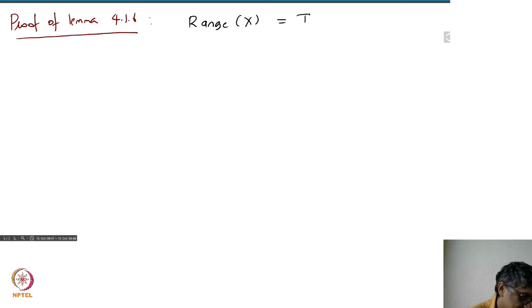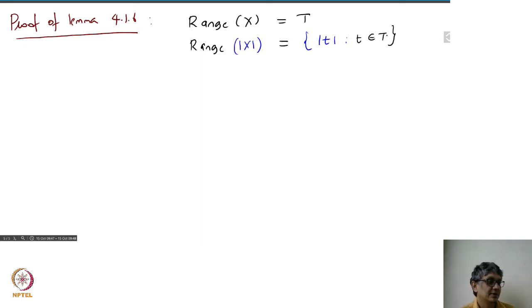Then I define the range of mod X. Think a little bit. What will it be? You have to be a little bit careful. Range of mod X would be what now? You'd have to take everybody in T, but take its absolute value. So it's mod T such that T is in T. And that's the range of mod X.